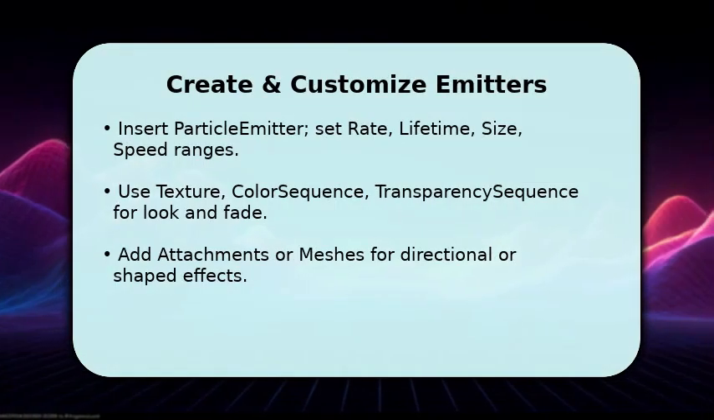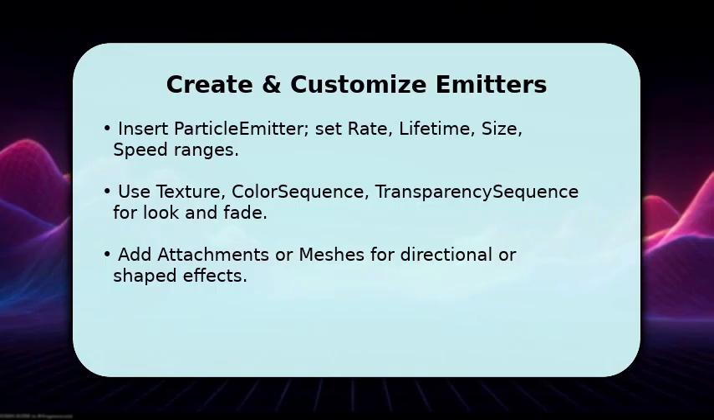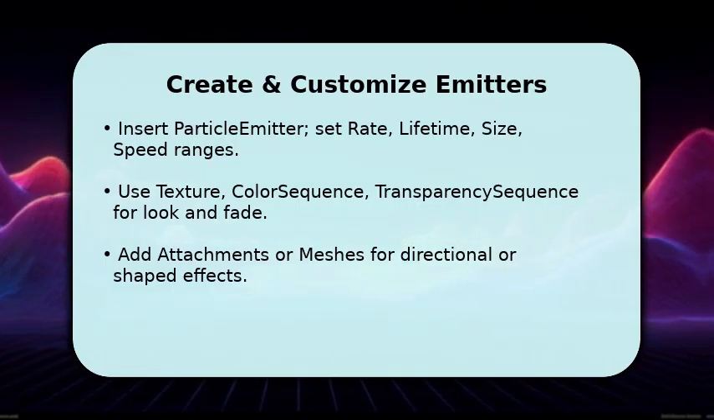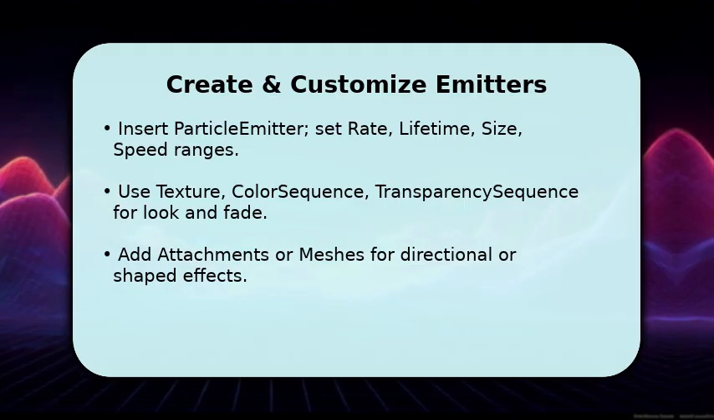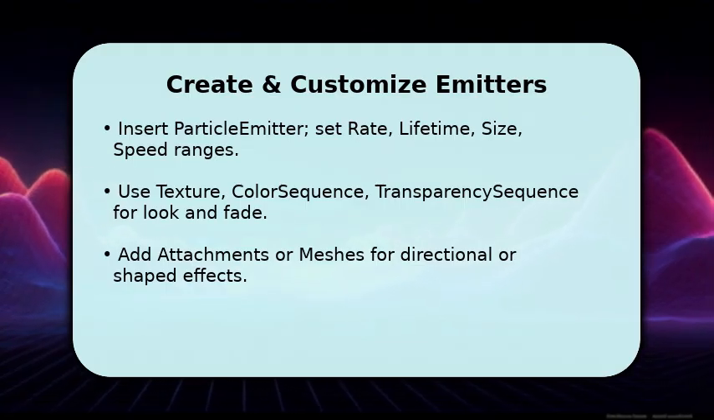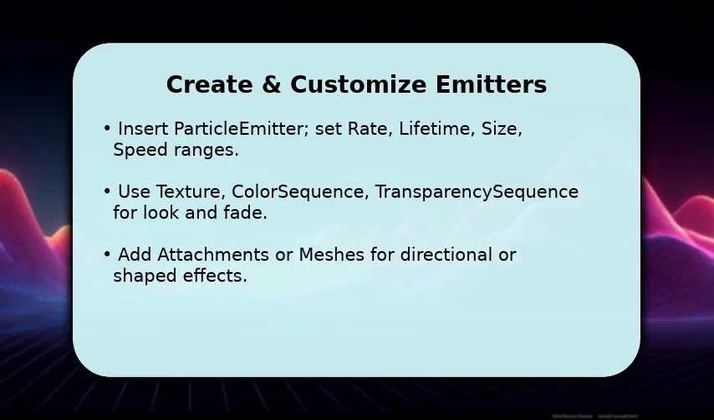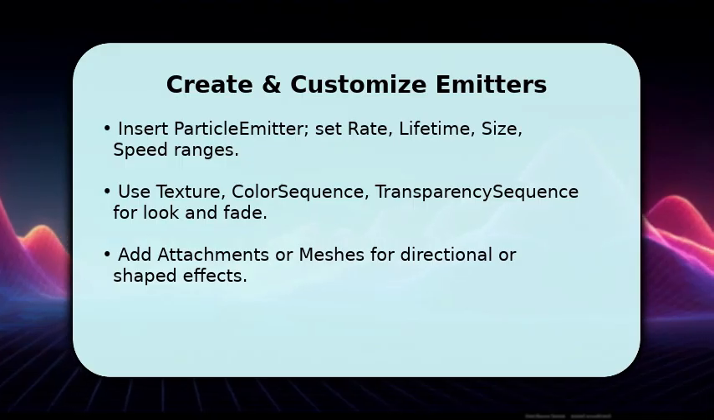Now you build the visual. Insert a particle emitter into your anchor part and tweak rate and lifetime to control density and duration. Adjust size and speed ranges to vary particle behavior and swap in a texture to change shape. Using color sequence and transparency sequence creates rich gradients and natural fade-outs.